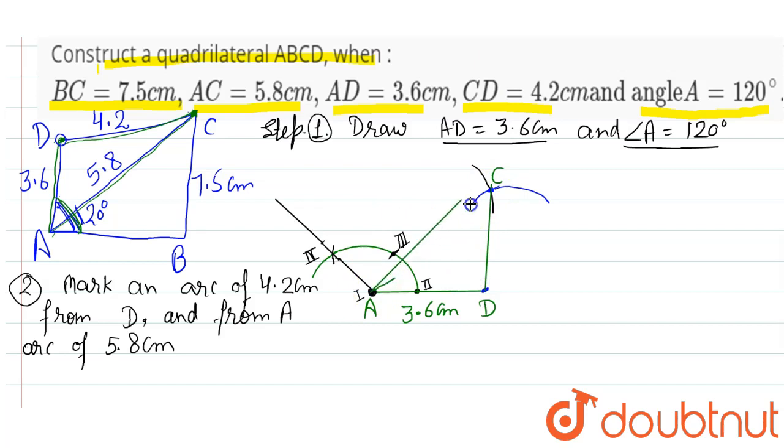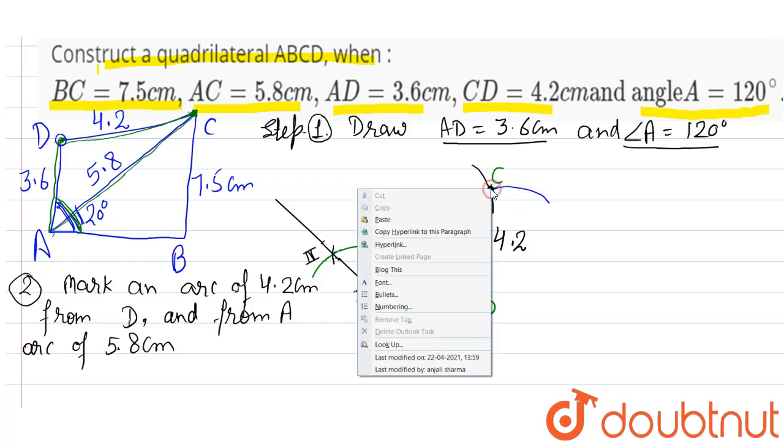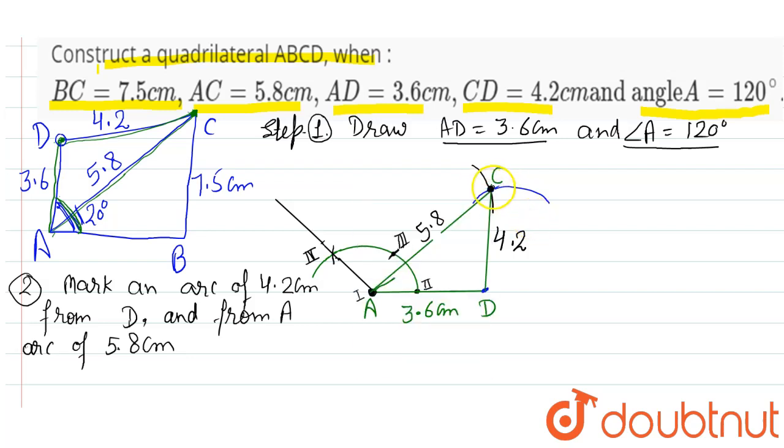AC you can draw to show the given dimension. Not necessary, it is not very much required. This is 5.8 and CD is 4.2. Further, what is left? Here A, D, C, B point is left, but C is known. Now you know C point, so you can put your compass. It's very important to find the point actually. As you can observe here, you have drawn an angle of A 120 degree, but here you don't know where is the end point of this line.